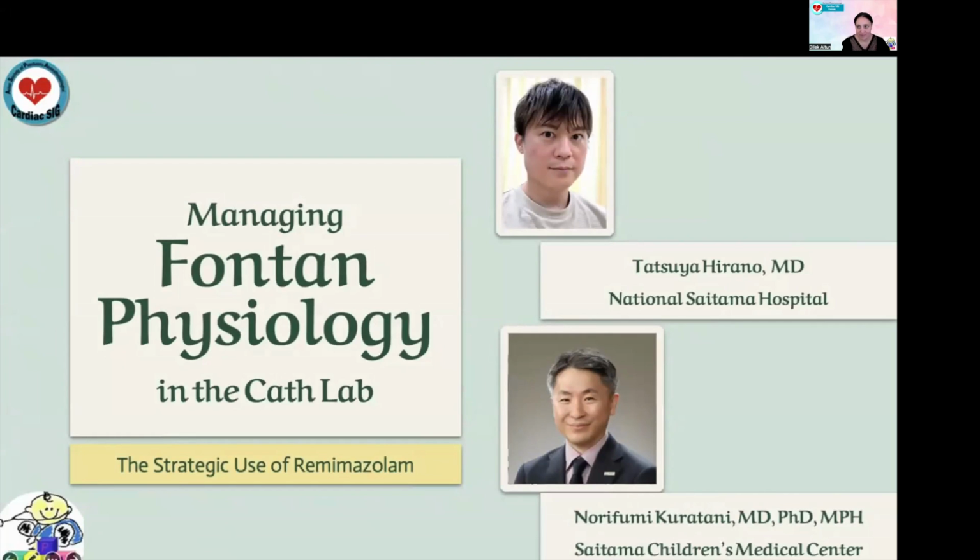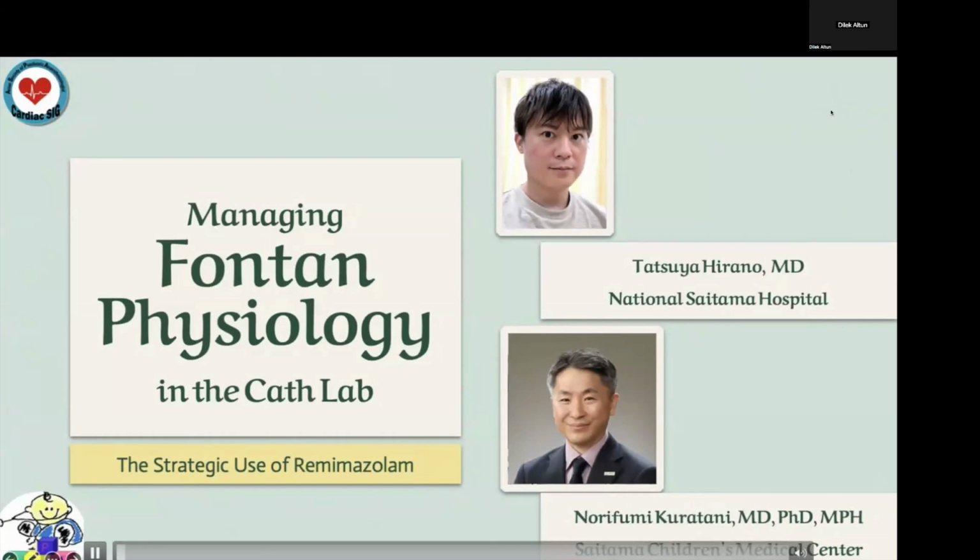I am Dr. Tatsuya Hirano, a staff anesthetist at National Saitama Hospital and the Saitama Children's Medical Center. Today, I'll be discussing the challenges of managing Fontan physiology in the Cath Lab and introducing remimazolam, a new medication that could be a game changer in our practice.